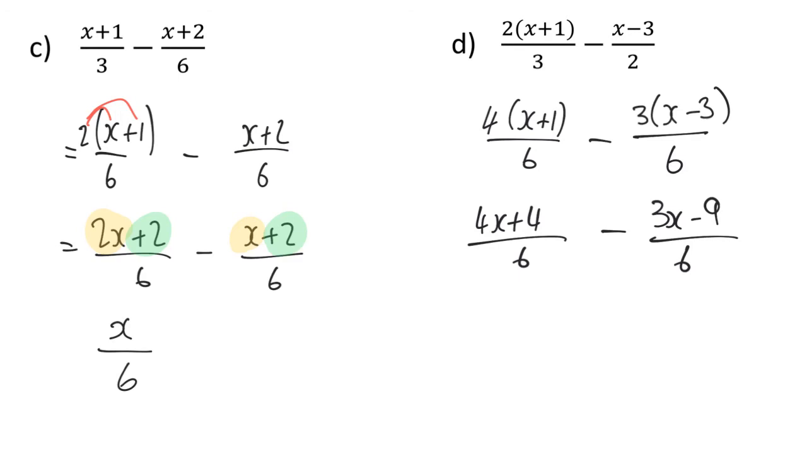So now what we're looking at is 4x take away 3x, which is a single x. And then we've got positive 4, take away minus 9. Taking away a minus becomes a plus. So we've got 4 plus 9, which is plus 13 over 6.